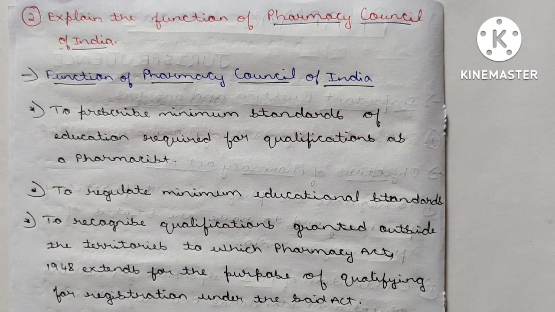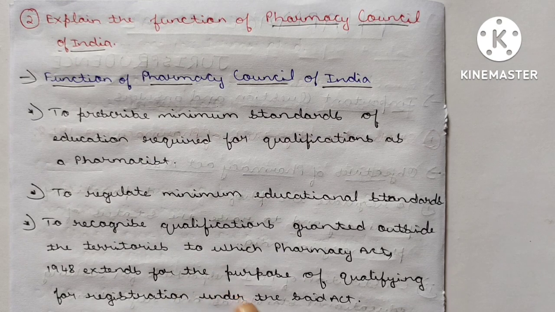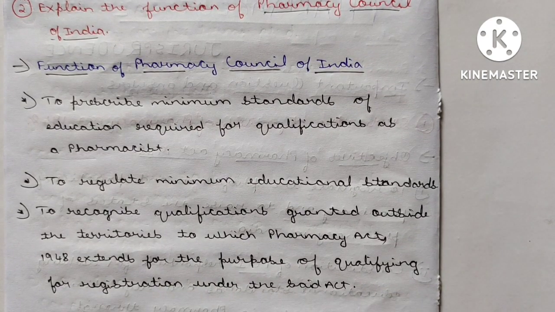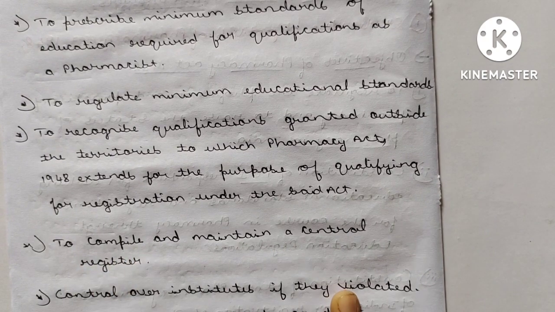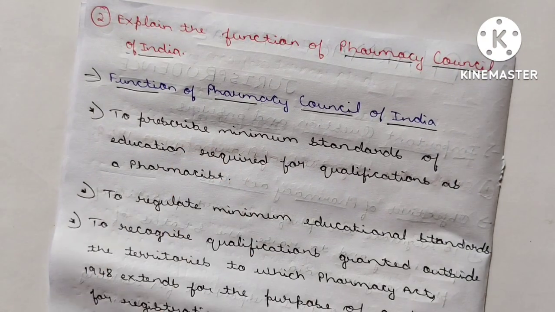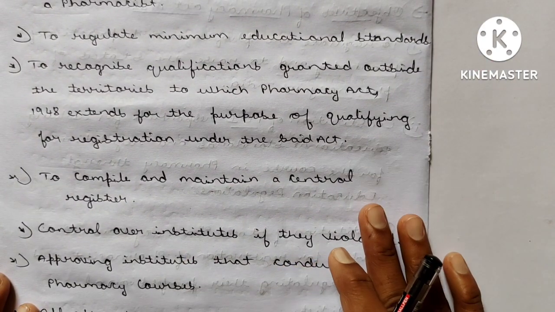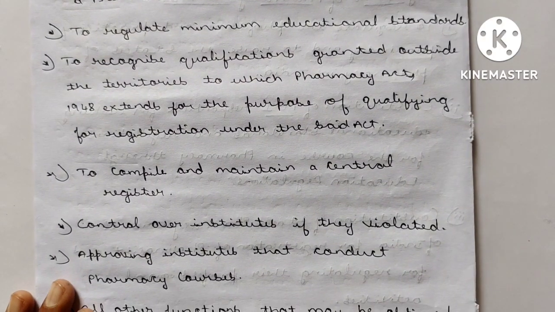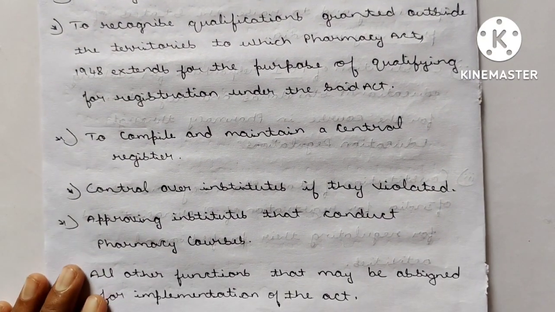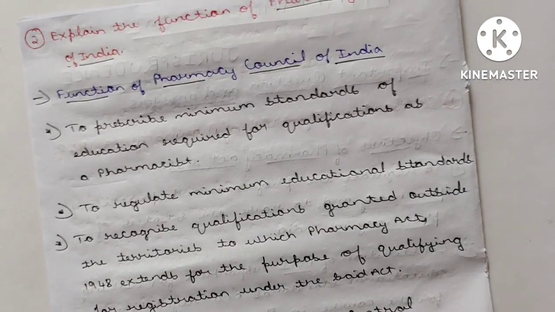Then to recognize a qualification granted outside the territories to which the Pharmacy Act 1948 extends, for the purpose of qualifying for registration under the Act. To compile and maintain a central register. These are also functions of the PCI. Then control over institutes: if any institute violates the rules, the PCI has the power to control them. Then approving institutes that conduct pharmacy courses, and all other functions that may be assigned for the implementation of the Act. See, these are the functions.